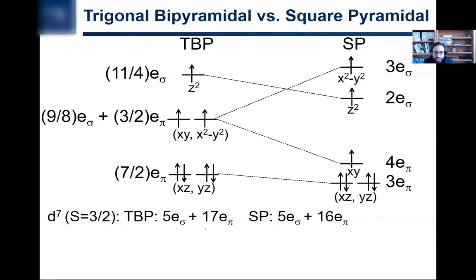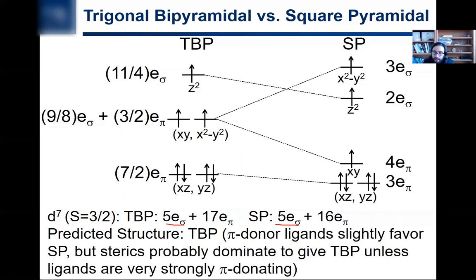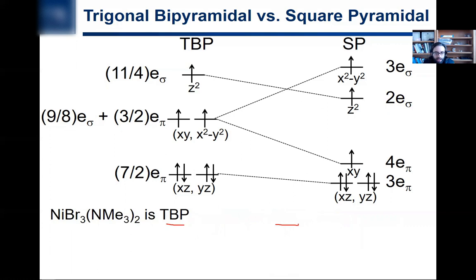Okay. What about D7 for this spin state with S equals 3/2? Look at these. You're at 5 E sigma versus 5 E sigma. You're only 1 E pi difference. So this gets back to the old D1, D2 cases where you're going to be TBP unless you have a strongly pi donating ligand, in which case you might be SP. All right, here's an example where this nickel complex is D7, has the spin state of a quartet, and is going to be TBP, the steric geometry.